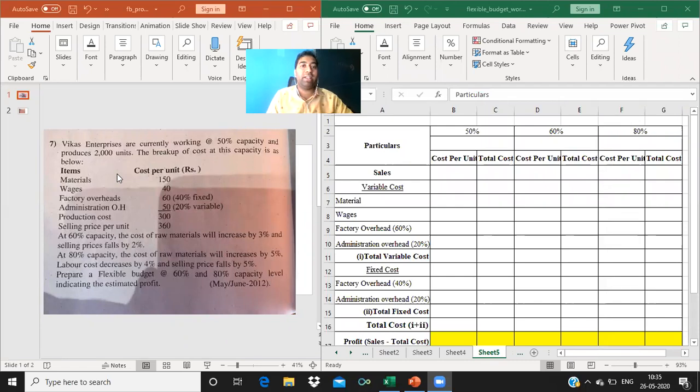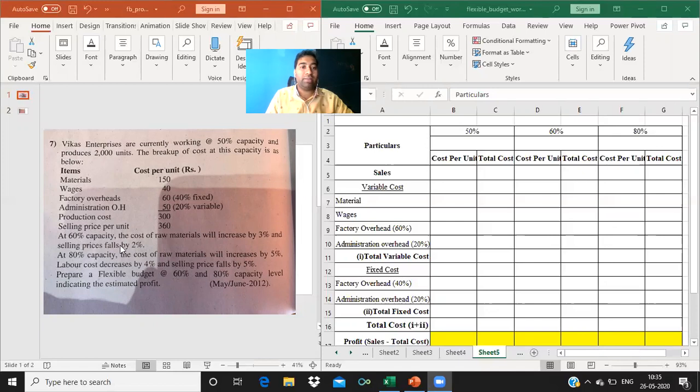Vikas Enterprises are currently working at 50% capacity and produces 2000 units. The breakup of cost at this capacity is as below. Materials 150, wages 40, factory overhead 60, administration overhead 50, 40% fixed and 60% variable for factory overhead, and 20% variable for administration overhead, and the remaining 80% is fixed. Production cost, that is the total of these values, is given, and the selling price per unit is also given.